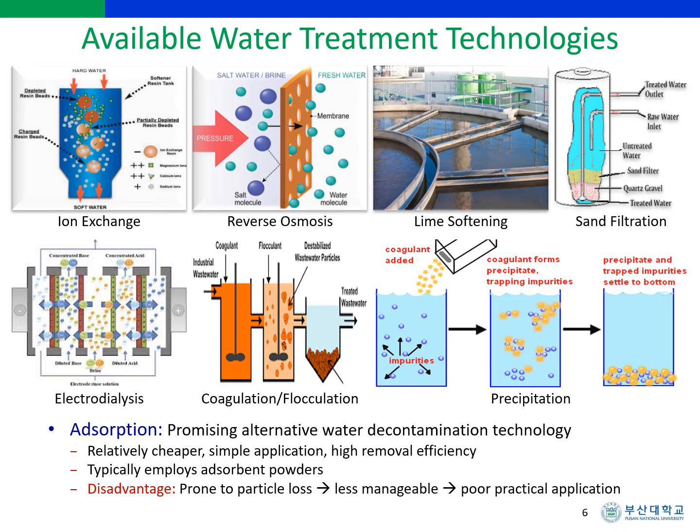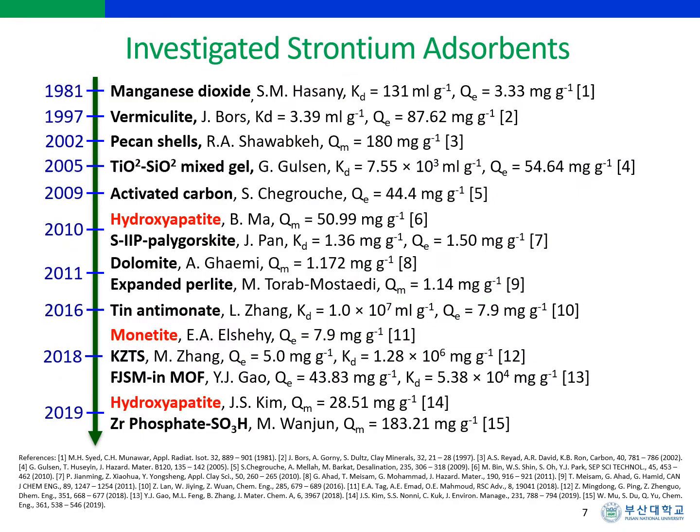Adsorption, which I have discussed in my previous lecture, is considered as one of the most effective strategies in removing toxic heavy metals from contaminated waters, owing to its simplicity, low cost, selectivity, efficiency, and wide adaptability. Here are the representative adsorbents which were investigated for the removal of strontium from water.